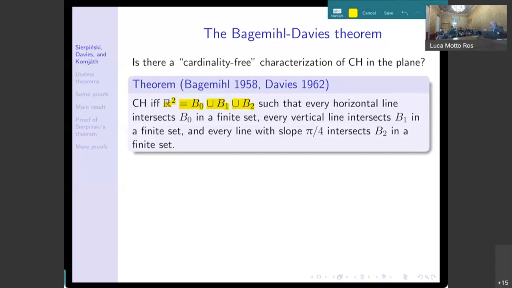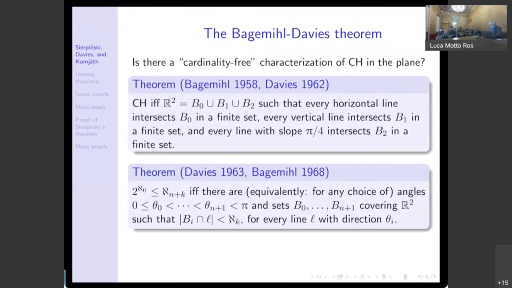Now, are these angles relevant? And the answer is no. We could have chosen three distinct directions, and we could prove the same theorem. Okay, so this is the analog of Sierpiński's 1951 result in the plane.